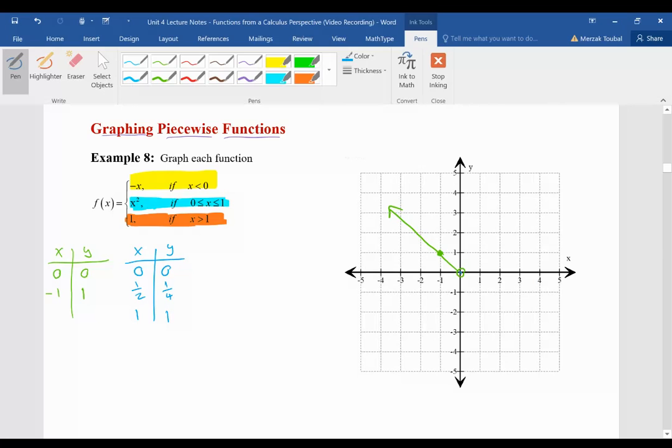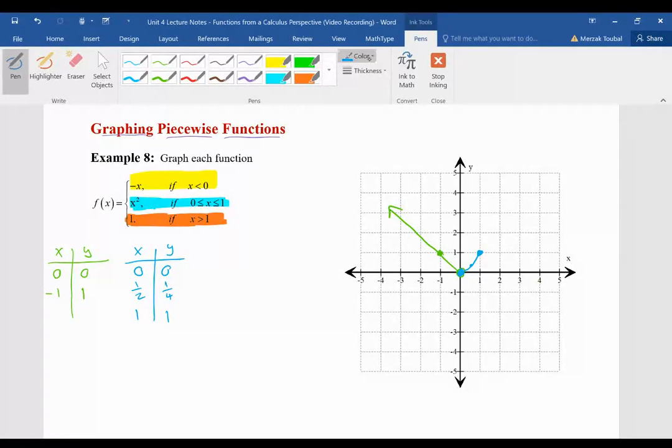So I have 0, 0. So what happened is these 2 points, they overlap. It means the open circle, and now I have a closed circle because 0 is included in this subdomain. So the open circle will be closed. And then 1/2, 1/4 is approximately a point over here. And then 1, 1, which is this point, 1, 1. And then you connect them with a curve because it's x squared. It's not linear. It's non-linear.